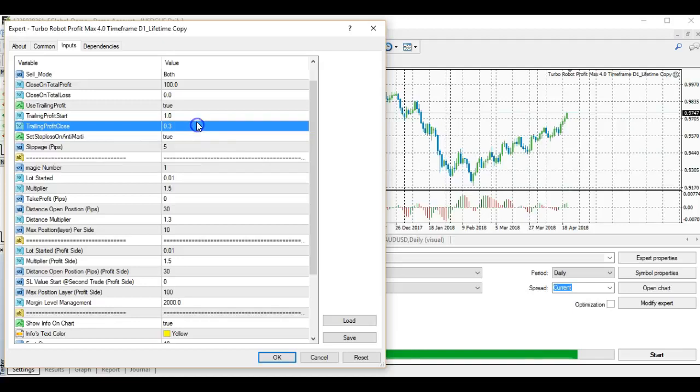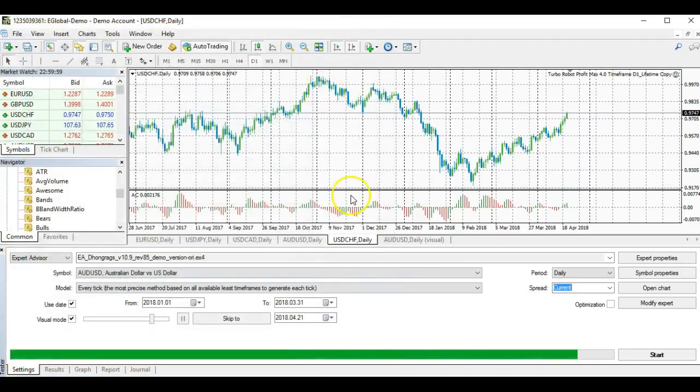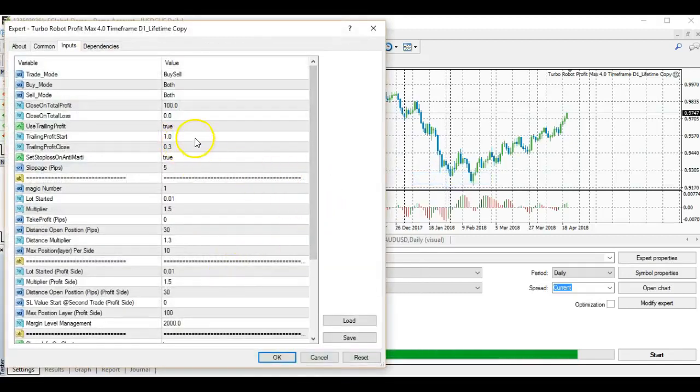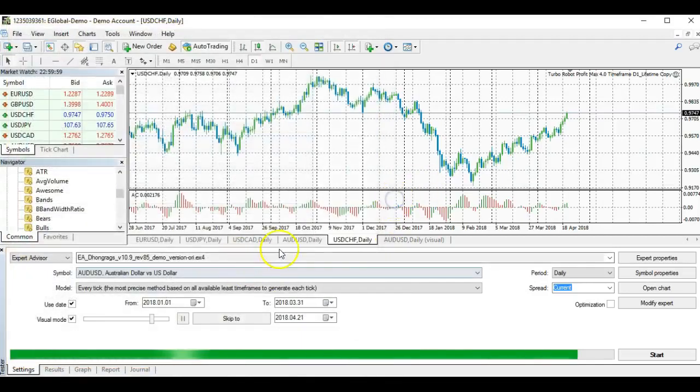how to use trailing profit using a dollar value. Okay, so let's say you want daily here, and you want to capture only $10 or $1. So if you want to capture like $1 here, and every pip is equivalent to maybe 10 cents, so just 10 pips, you hit your $1 here. So every day you get maybe $10, for every currency pair that you have.